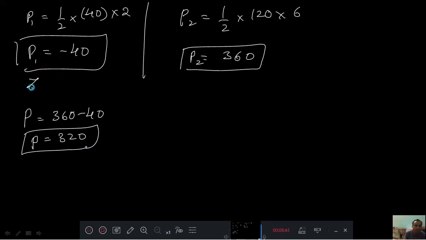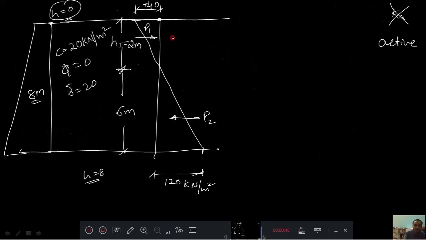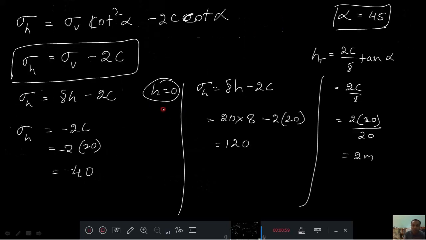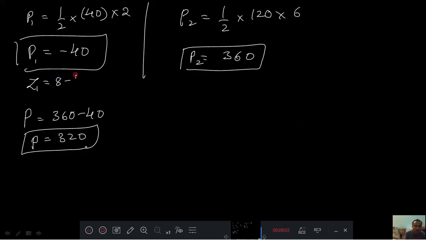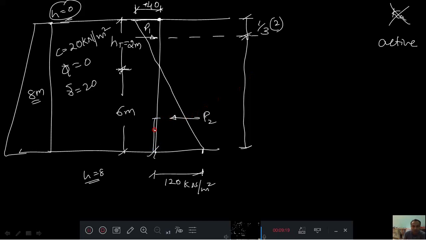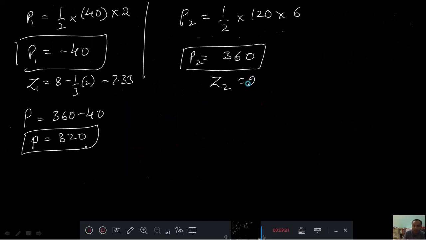Then where exactly is Z1 acting? Look here, I am considering it like this. This is the distance where Z1 is acting, the top portion I can consider is 1/3 of 2 meter, and the bottom portion is 8 minus the answer. Therefore Z1 is 8 minus 1/3 of 2, that is 2 by 3, 8 minus the answer is 7.33. Then Z2 is here, this is 1/3 of 6 meter, that is 2 meter.